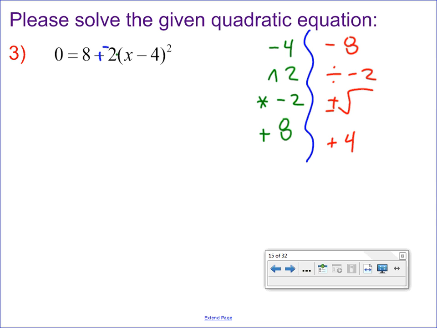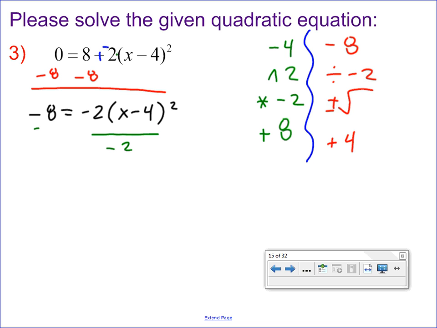So here we go. First step, minus 8 from both sides. That gets me negative 8 equals negative 2 times quantity, x minus 4 all squared. Second solving step, divide by negative 2. So we'll divide both sides by negative 2. Negative divided by negative is positive, so I get positive 4 equals, and I've got my quadratic, x minus 4 quantity squared alone.